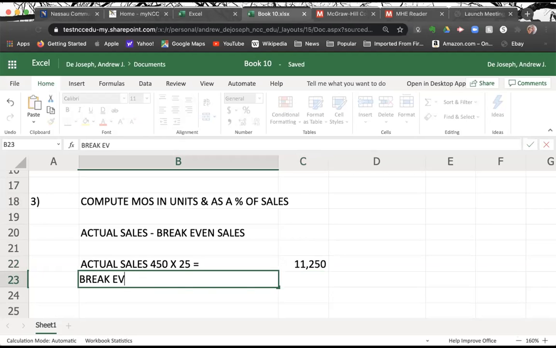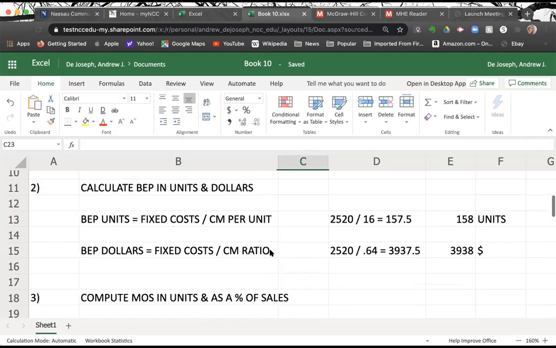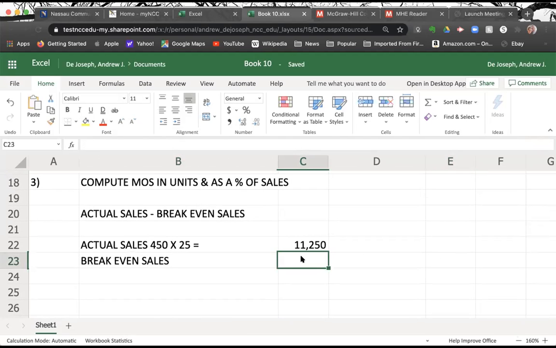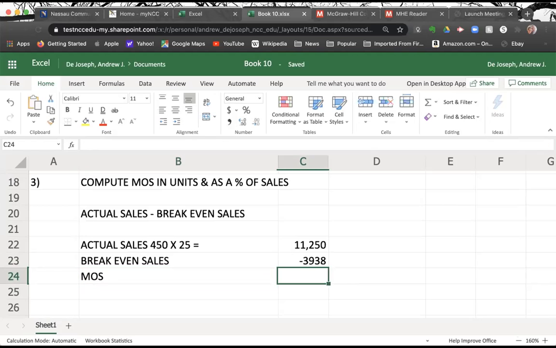Break even sales, right? Well, we calculated those earlier, and the break even sales, go back up here, came out to 39.38 minus 39.38. That'll give you the margin of safety: 11,250 minus 39.38 comes out to 7,312. So that's the margin of safety, right?